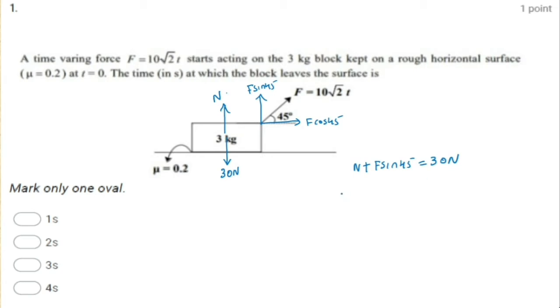In the question it is talking about the time at which the block leaves the surface. The block leaves the surface means what? At that moment the normal reaction force must be equal to 0. The normal reaction force is equal to 0 when F sin 45 is equal to 30 Newton. Alright, so what is the F here? That is equal to 10 root 2 into t, sin 45. Sin 45 is equal to 1 by root 2, which is equal to 30. Root 2 cancels and 0 0 cancel. So time is equal to 3 seconds. So option C is the correct answer.